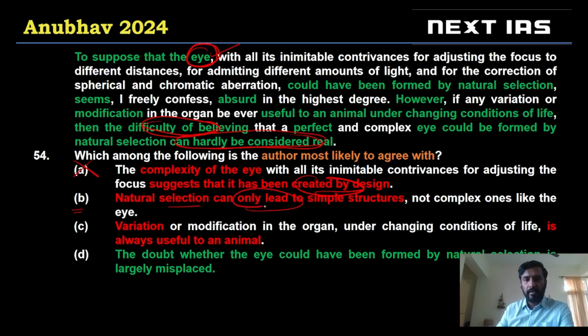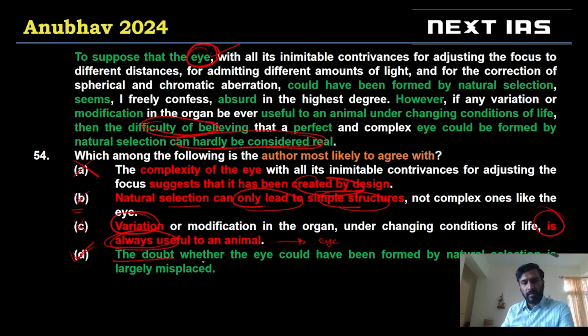Natural selection can only lead to simple structures. This is incorrect. The author has called the eye a very complex structure, right? So we can't say that only simple structures can be created. B is incorrect. Variation is always useful to an animal, so each change that happens in, let's say, the eye of an animal is always useful. This is incorrect, right? Evolution will choose the best possible change, not any change, correct? So A, B, and C are invalid. D is the correct choice.